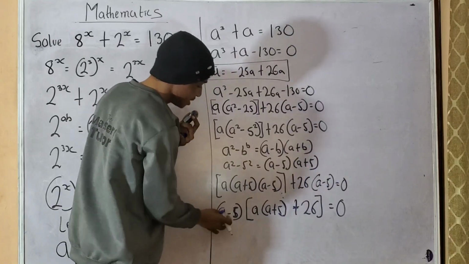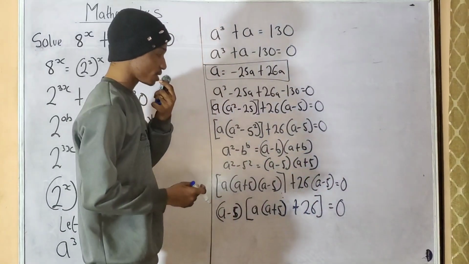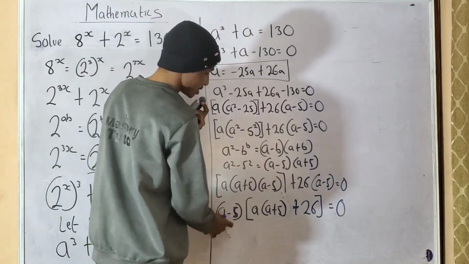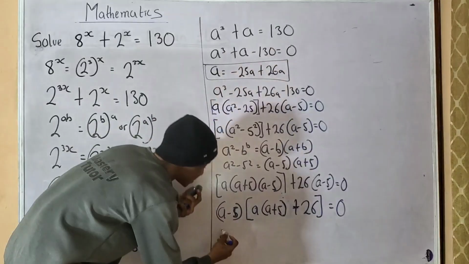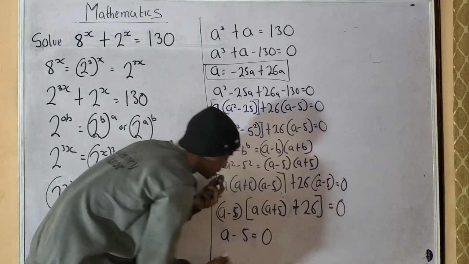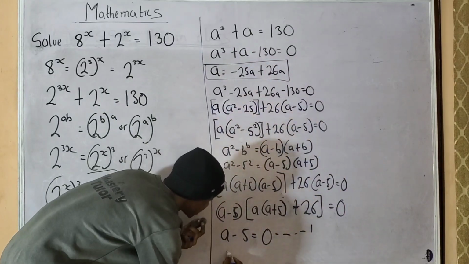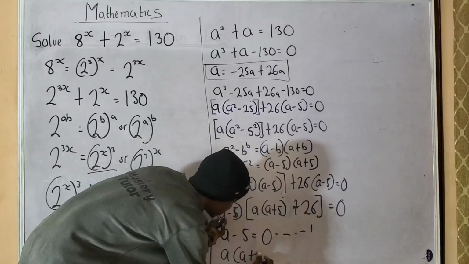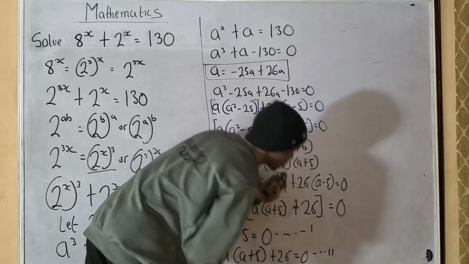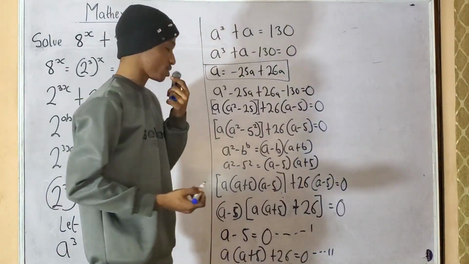Now, this shows that this a minus 5 is affecting this and also is affecting the positive 26. Do you understand? Okay, now, when you get to this point, I can set a minus 5 equals to 0, right? Yes, this is the first. And also, I can set a multiplied by a plus 5 plus 26 equals to 0. This is the second. Okay, now don't forget our goals. Our goals is to find the real solution.